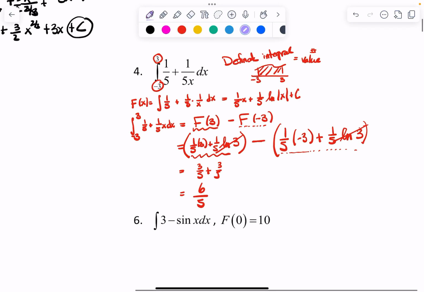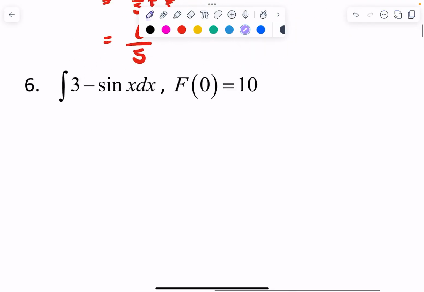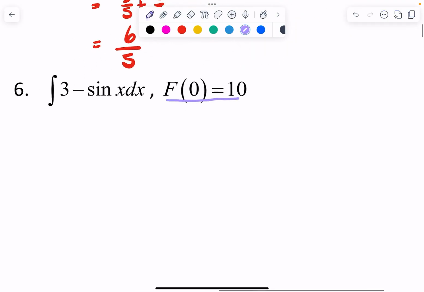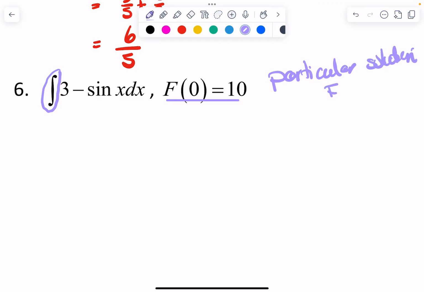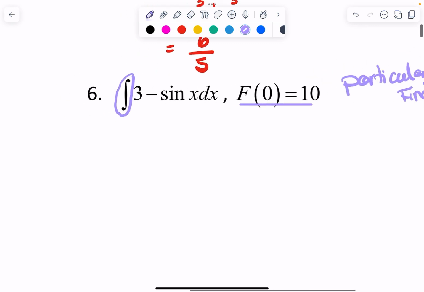All right, let me do the last style. The last style is like number 6. I'm going to do number 6 so I can do some trig. In number 6, we have this indefinite integral, but we have a value. And so what happens here is we need to find c. So let me do the example.